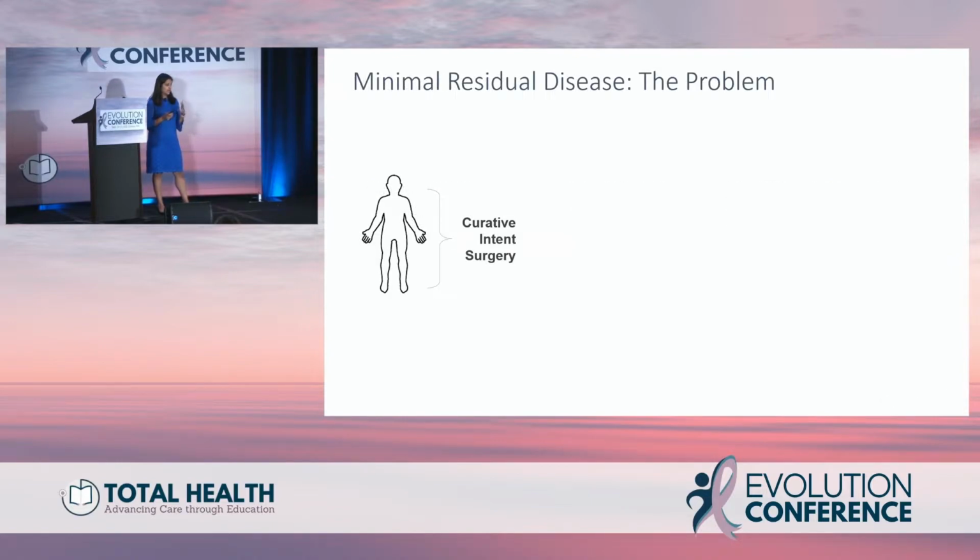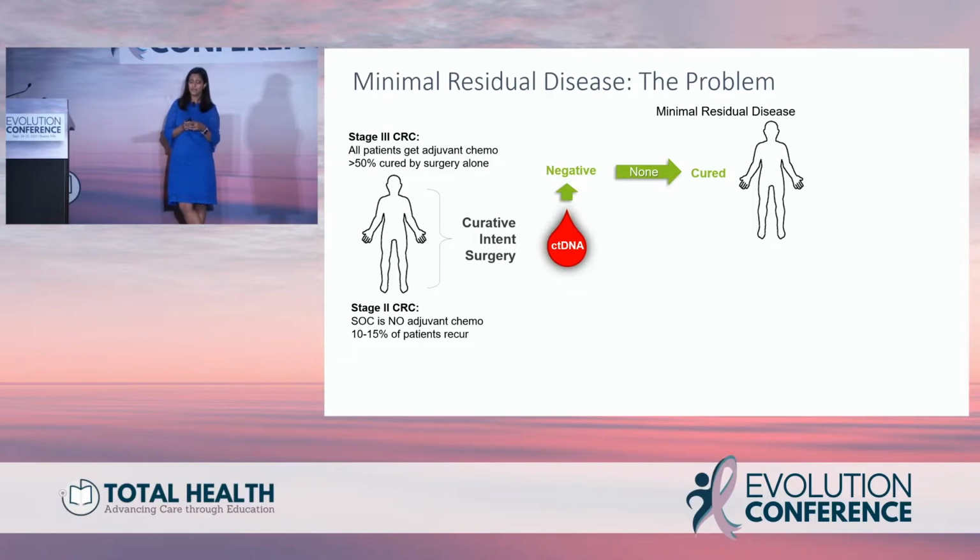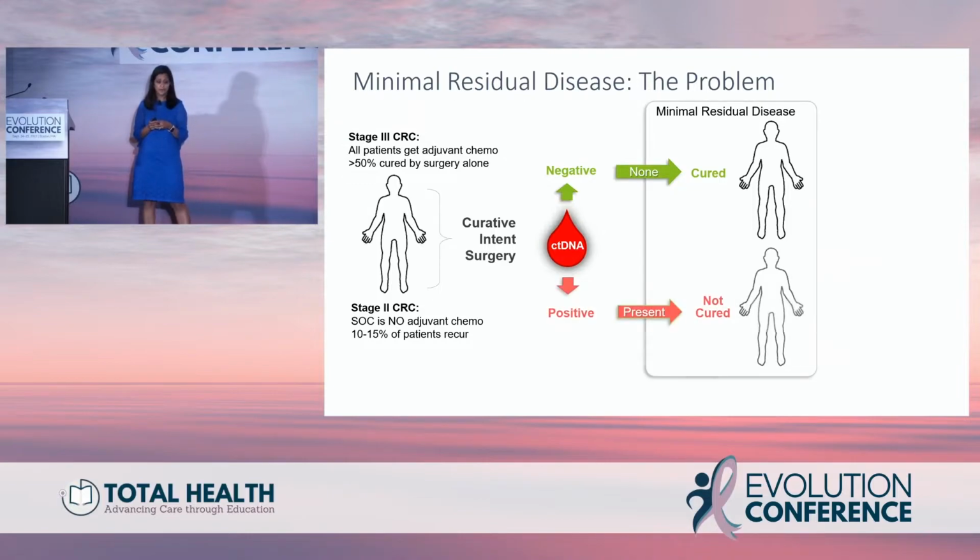So going back to MRD, the problem for colorectal cancer is that the curative intent approach is surgery. Stage 3 patients, all get surgery, all get adjuvant chemotherapy, but 50% of those patients are cured with surgery alone. So there's 50% of patients who didn't need the adjuvant chemotherapy that we're giving to them. In stage 2 disease, the standard of care is no chemotherapy, but 10 to 15% of these patients will ultimately recur. So can we have tools such as circulating tumor DNA to figure out who those high-risk patients are, who are at risk for recurrence, and help us figure out early who may be cured and who may not be cured? Until this technology came around, we didn't have a great way to do that.